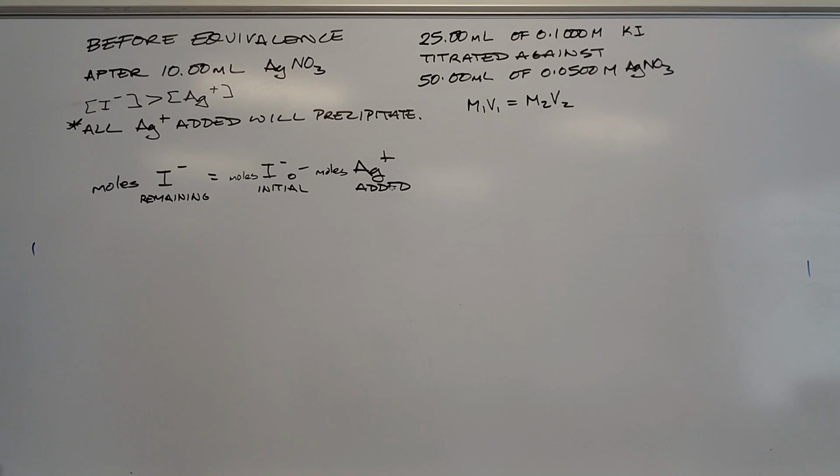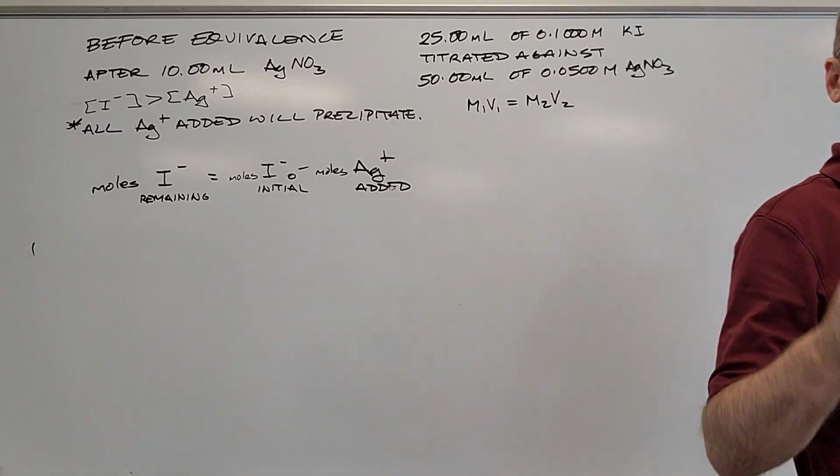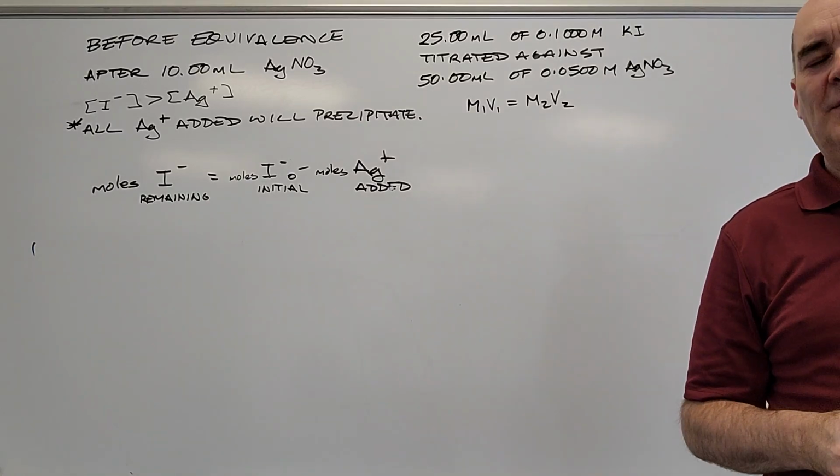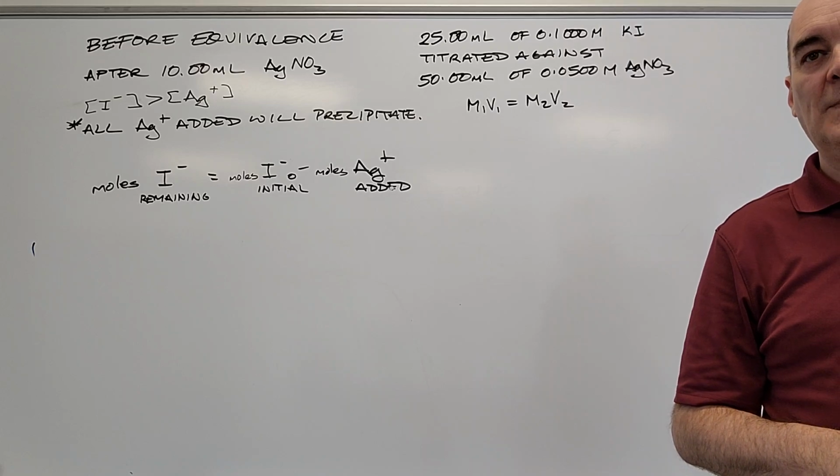I have a quick question, Dr. Moore. So how do you reason to know that all the silver added will precipitate? Because the Ksp for silver iodide is 10 to the negative 17. So it's really, really insoluble.